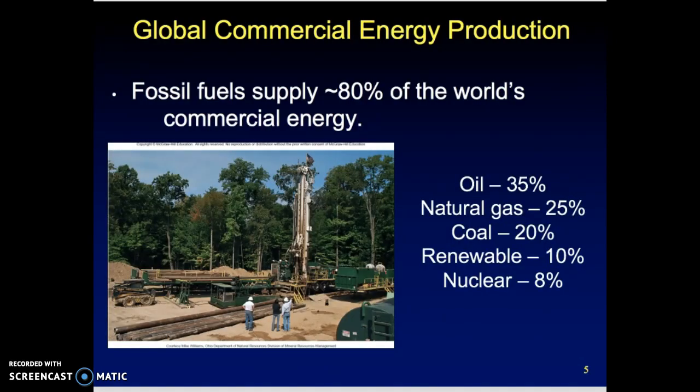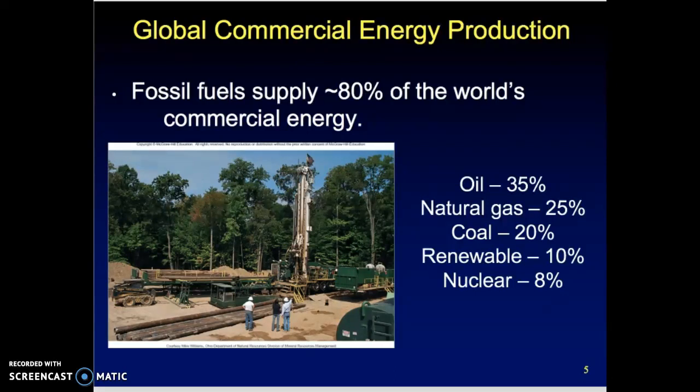So let's take a look at the global energy situation, because all humans are using energy in some form and fashion. By and large, fossil fuels supply about 80% of the world's commercial energy. This is global. These numbers, these percentages, are constantly fluctuating and moving as one thing becomes more accessible than others, as countries move in certain directions with how they're producing power for their country. But roughly 35% of energy production comes from oil, about 25% from natural gas, about 20% from coal. Only about 10% of our global energy production is from renewables, and about 8% nuclear.